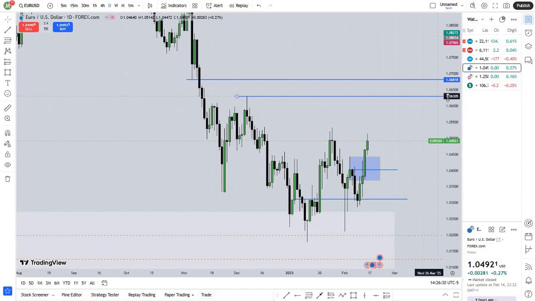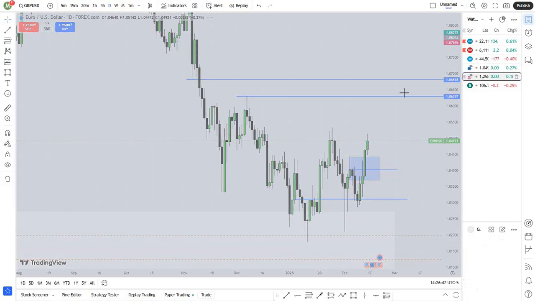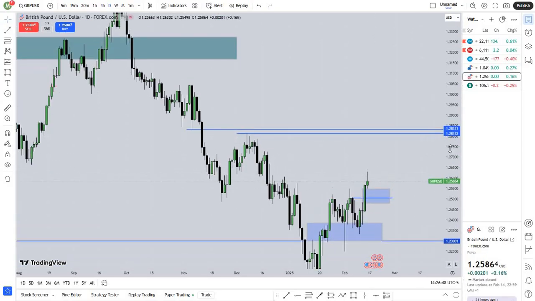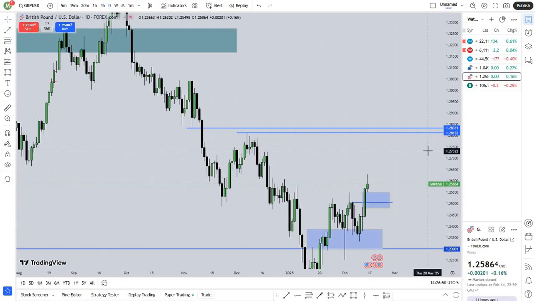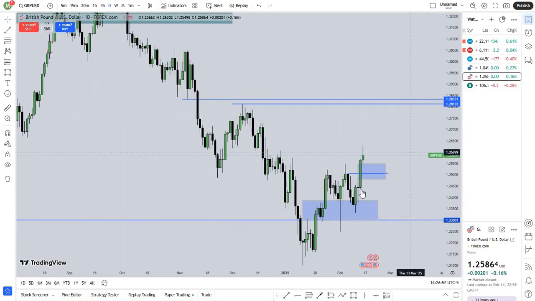So the levels on this: on EURUSD the price target is 1.06297, and on GBPUSD it is 1.28132. So I think I've covered everything for the day.